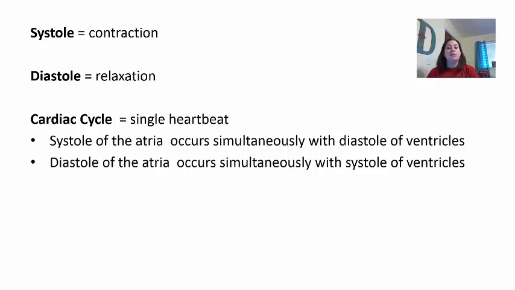Now, diastole of the atria is going to occur simultaneously with systole of the ventricles. So when the atria are relaxed, the ventricles are going to be contracting. So there's opposite that's happening here. So we see the systole of the atria where the ventricles are relaxed and they are in diastole. Then we see that the atria goes into diastole and we see the systole of the ventricles. And this is going to go back and forth, that we see happening here.